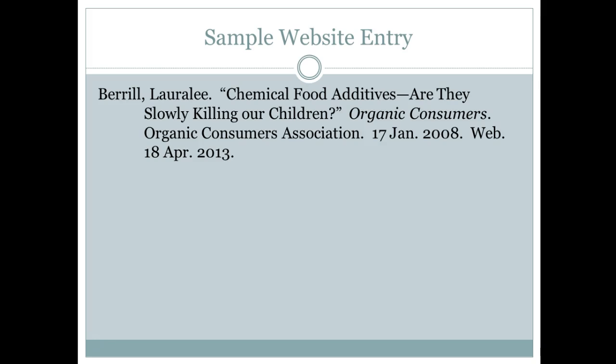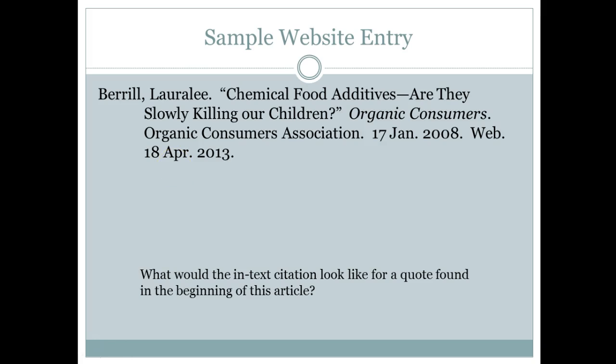Okay, so this would be an example of one. Last name, first name, name of the article. It was on this website. It was the sponsor of the website, the date it was published, web is my medium, and then the day that I accessed it. So can you figure out what the in-text citation should look like for a quote found in the beginning of this article? Remember the most important piece of information, or our default, we want a last name and a page number.